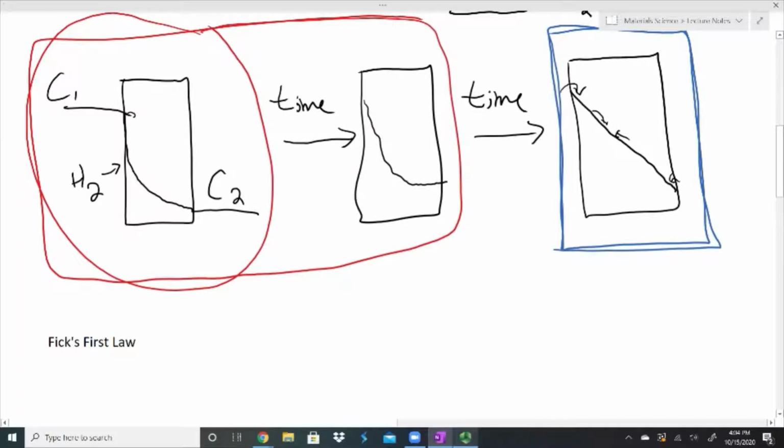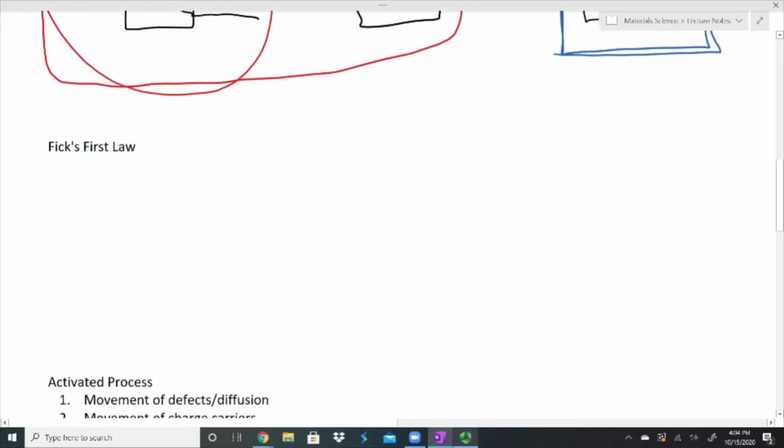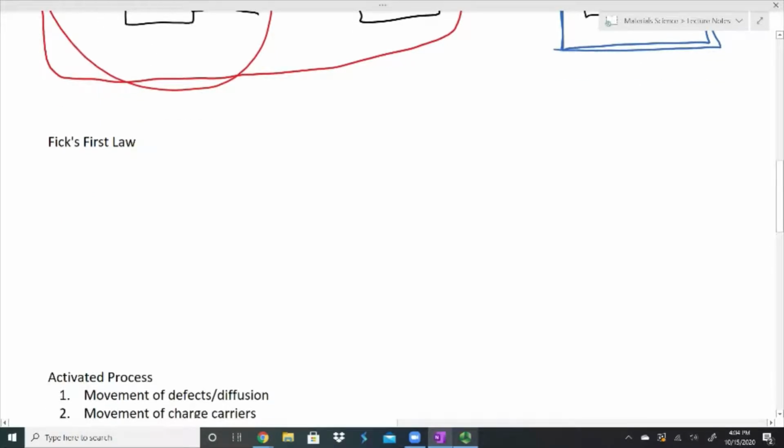If we wanted to talk about transient or non-steady state, we could do that as well. That would be a second equation, which we're not going to be getting into quite yet, though. All right, so what we're going to do is talk about Fick's first law, and Fick's first law is about steady state diffusion. I have my picture here.